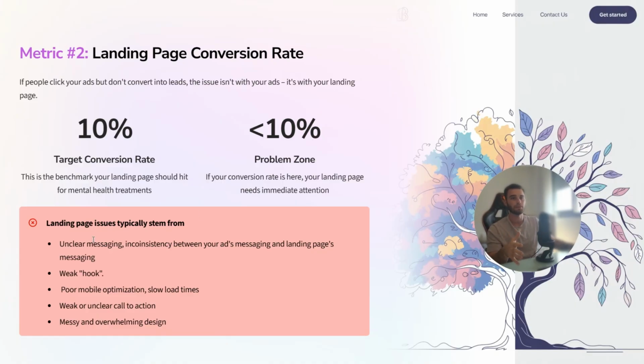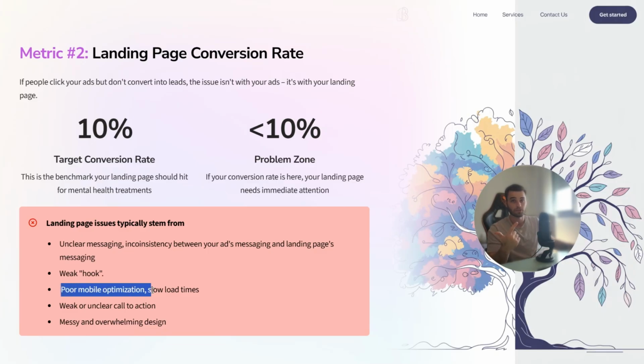If your conversion rate is below 10%, that means that there's a problem with your landing page. And usually the problems are these: unclear messaging or inconsistency between your ads messaging and your landing page's messaging. A weak hook. Okay, and what's a hook? The hook is the first part of your landing page, what people first read when they go into your page. If the hook is bad, if it does not resonate with their pain and it's not consistent with your ads messaging, then people are not going to keep on reading.